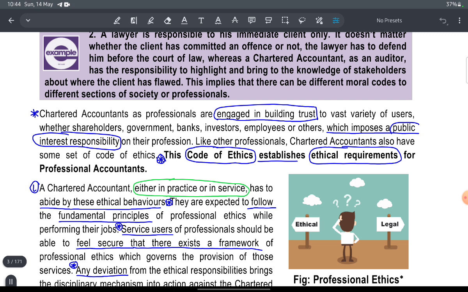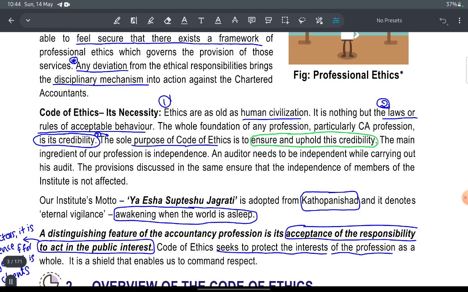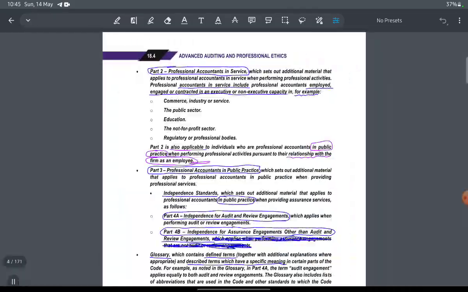Code of ethics establishes ethical requirements for professional accountants. These code of ethics are applicable to both CA in practice as well as CA in service. The motto of our institute is Yaesha Supteshu Jagrati. It is adopted from Kathopanishad and it means eternal vigilance. That means awakening when the world is asleep. So we will come to the overview later on.